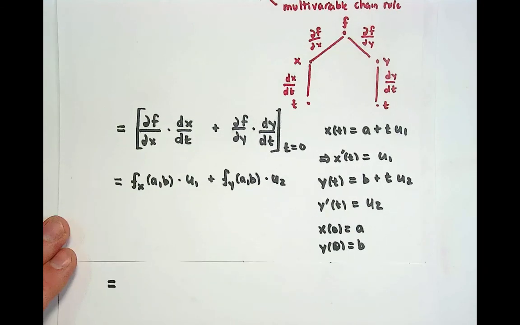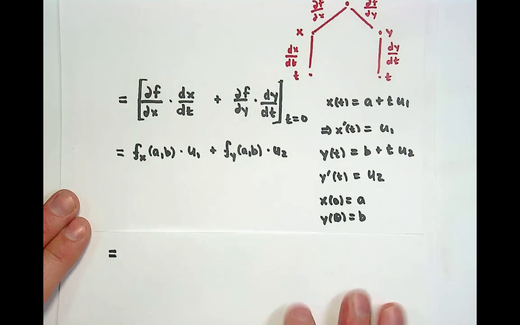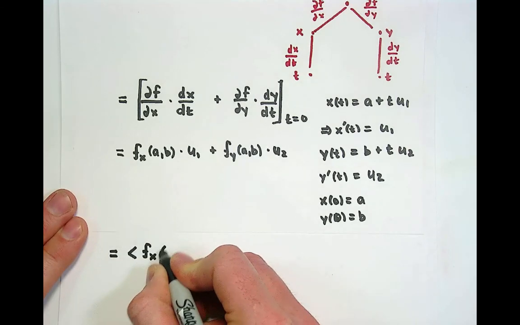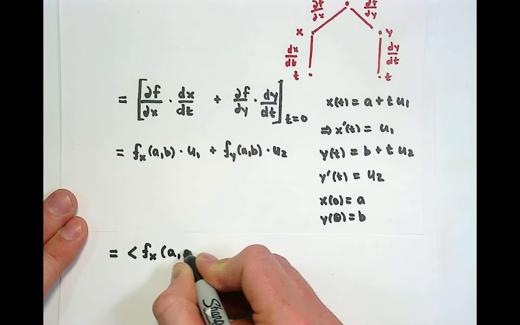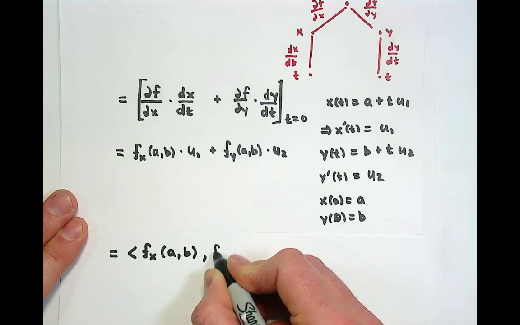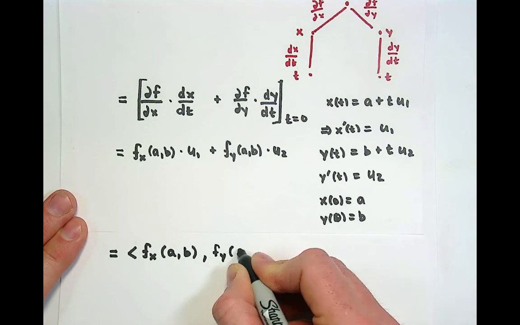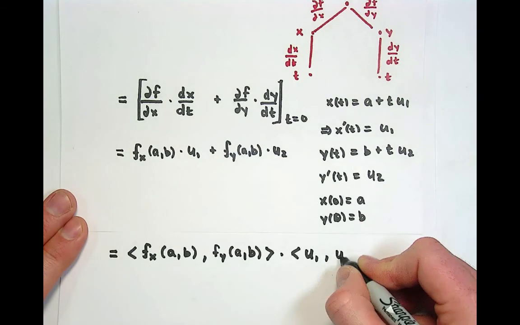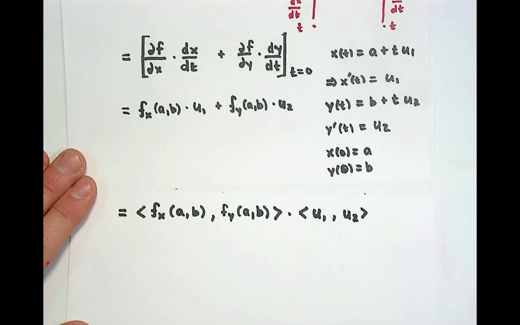And this, I don't know if you recognize it, but do you see a dot product there? Yeah, you got it. The first component of this dot product is going to be the partial derivative of f with respect to x evaluated at a b. The second component of this first vector would be the partial derivative of f with respect to y evaluated at a b. And then the second vector is just going to be u1, u2.